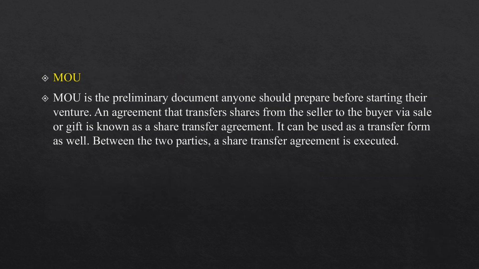Next term is MOU. What does it mean? It is a memorandum of understanding. So it's a preliminary document anyone should prepare before starting a venture or company. So it is an agreement that transfers shares from the seller to the buyer through a sale or gift, known as a share transfer agreement. So it can be used as a transfer form as well as between the two parties.